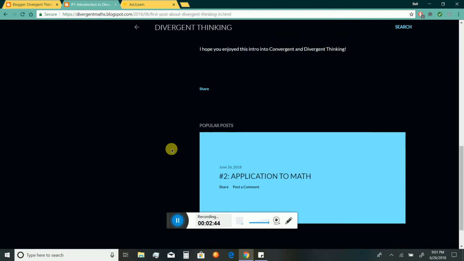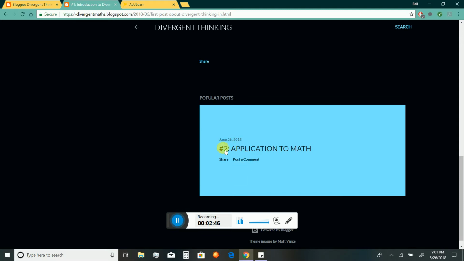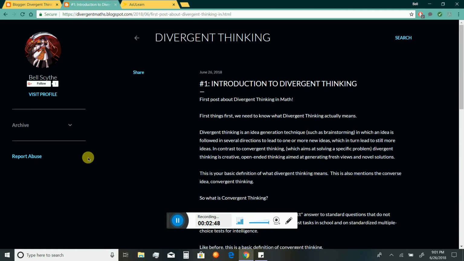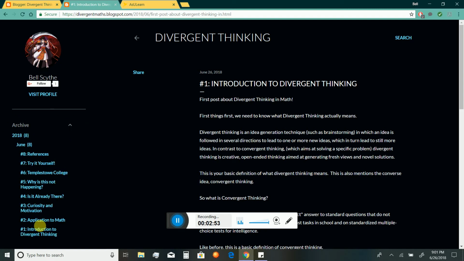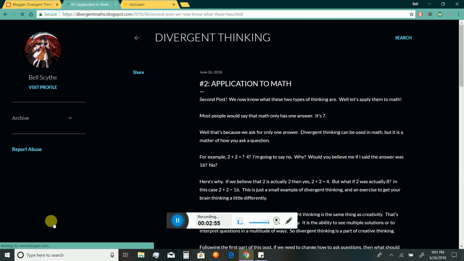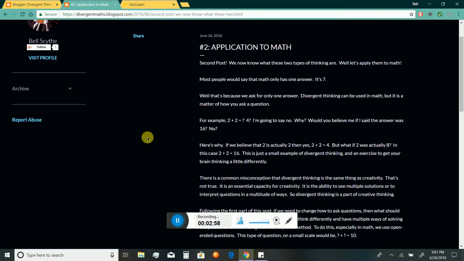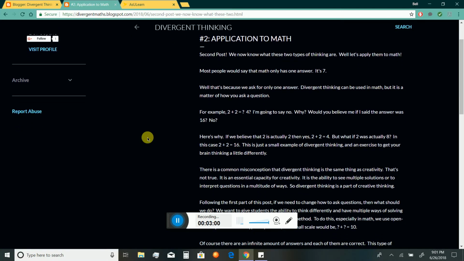And then you can see number 2 down here, but because it may or may not show up on your screen, if you pop back up to the top and go to archive over here, go back down, hop to 2, you have application to math, since that is my concentration area. So applying this creative approach to math seems complicated. Math typically has one answer, but that may not always be true depending on how you ask a question. So in this post, we're going to talk about applying it to math.